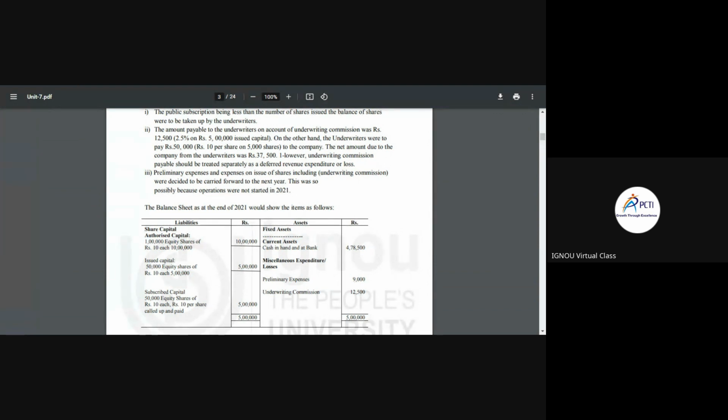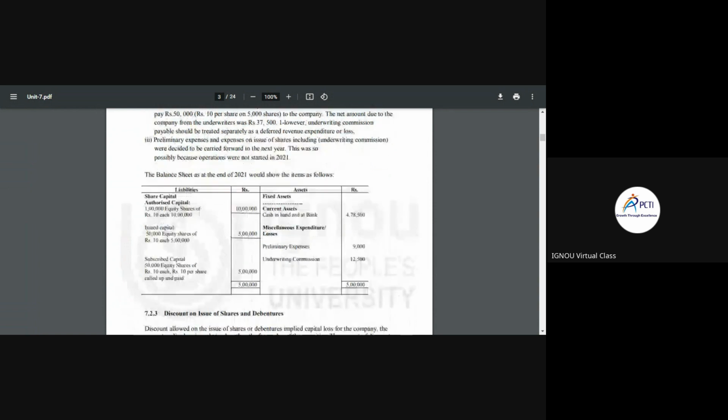Then we have preliminary expenses and expenses on issue of shares, including underwriting commission, which were decided to be carried forward to the next year, possibly because operations had not started.